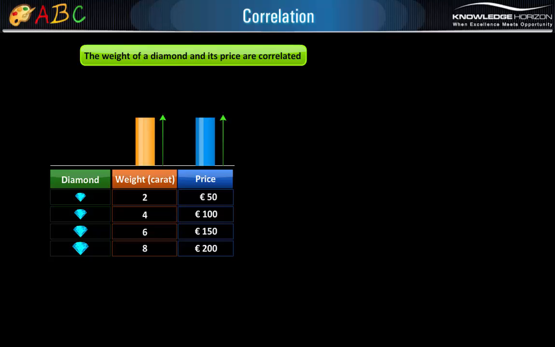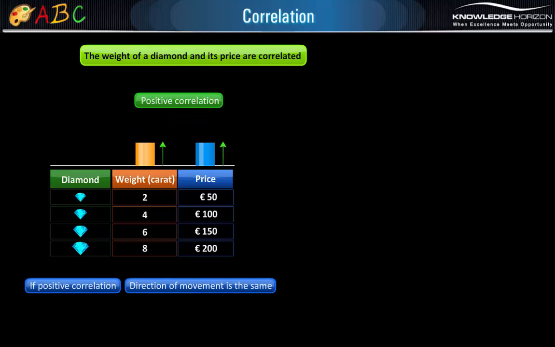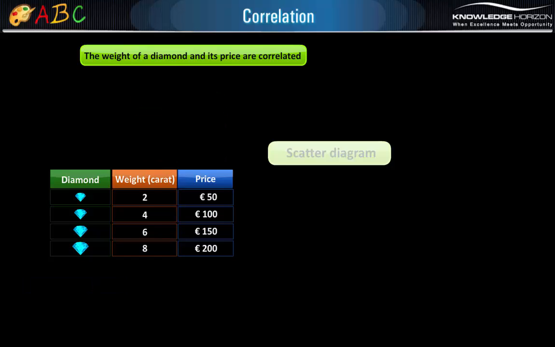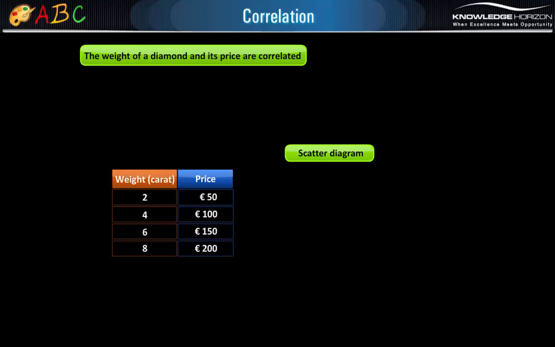Observe here that the two variables, the weight of a diamond and its price, move in the same direction, so there is a positive correlation between the two. If there is a positive correlation, the direction of movement is the same. A scatter diagram gives us a rough idea about correlation.